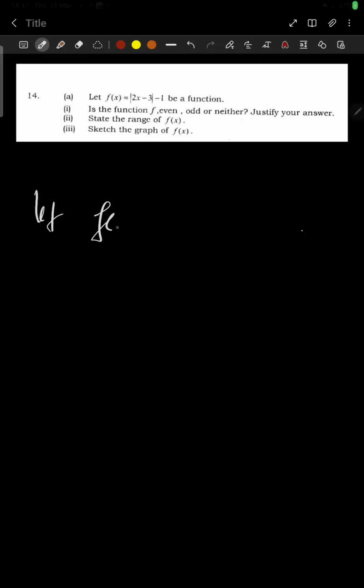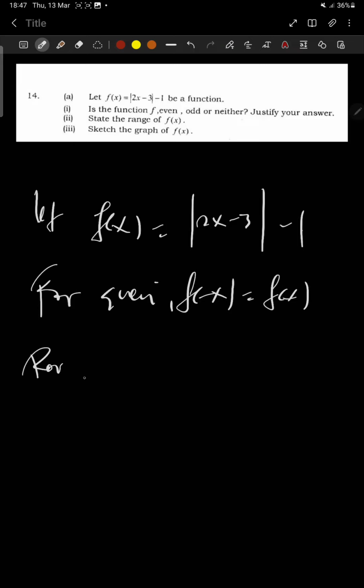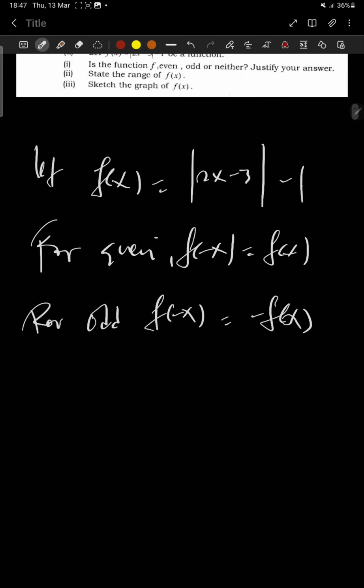We have this question: let f of x be equal to modulus of 2x minus 3, minus 1. They have told us to prove if the function is even, odd, or neither. So we know that for even, f of negative x has to be equal to f of x, and for odd, f of negative x has to be equal to negative f of x. So both even and odd have got negative x in them, isn't it?